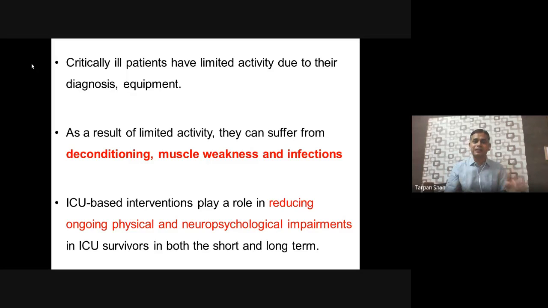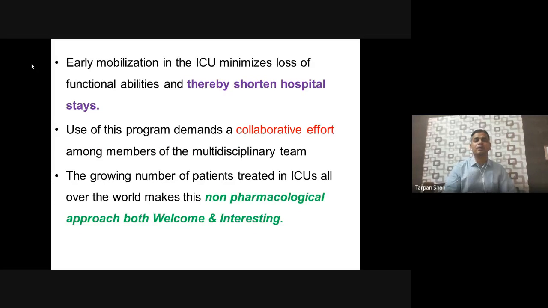Now, this ICU-based intervention plays a very good role in reducing the ongoing physical and neuropsychological impairments in the ICU survival, both in the short term and in the long term. So, enhance the quick recovery by early mobilization. You can shorten the hospital stay, but it's a collaborative approach. Multidisciplinary team members are required to make the patient ambulate in the intensive care unit because patients are not admitted in the ICU under us. So we need to take permission, we need to discuss. We need to assess how much is the risk, how much is the reward, and then it should be a collaborative effort for the treatment.